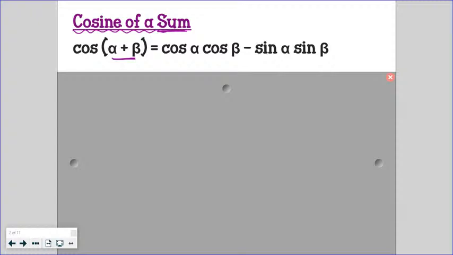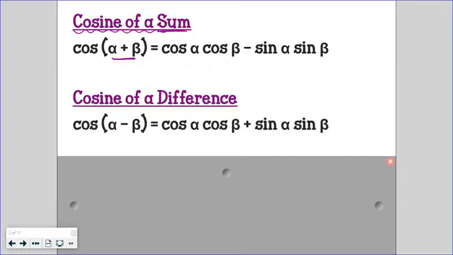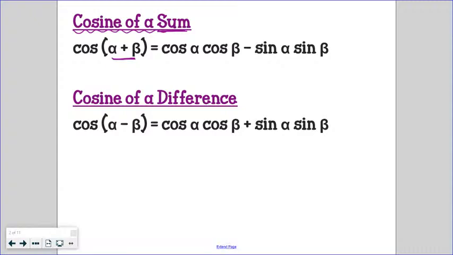Go ahead and add this to your identity sheet. And like I said, we're going to fill in all of these in this section, so pause on any screen that you need more time on. Cosine, if instead it is a subtraction, that's where we pick this formula that says difference. Same setup, the only change is it should be an addition between the terms. So cosine of the first, cosine of the second, plus sine of the first, sine of the second.